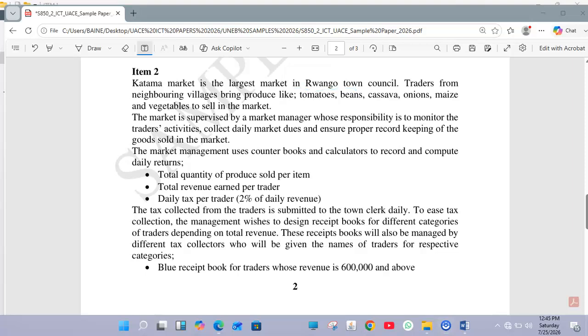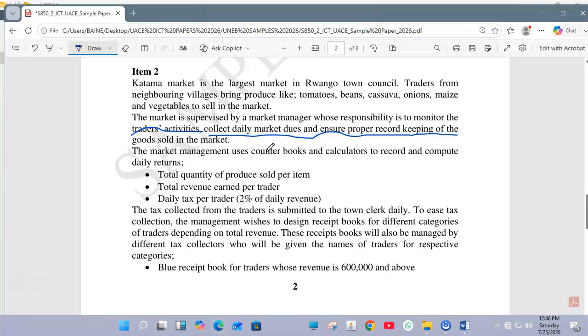Okay, then they say traders in the neighboring village bring produce, like tomatoes, beans, onions, and so on. So the market is supervised by a market manager, whose responsibility is to monitor traders' activities on daily market dues and ensure proper management and record keeping of the goods sold in the market.